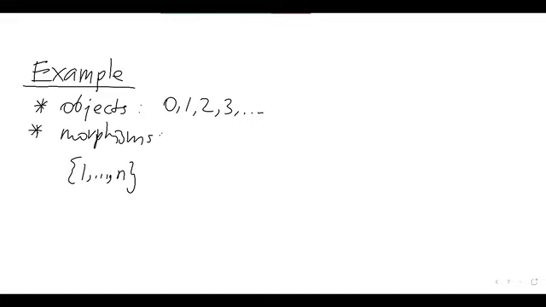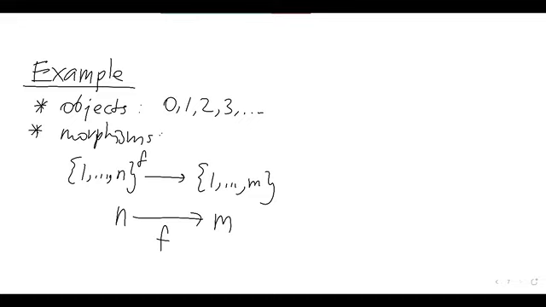So a morphism from n to m, f, will be a function from the set of n elements, specifically the set of numbers from 1 to n, to the set of numbers from 1 to m. So it maps sets to other sets, mapping elements in the set to elements. That's right, yeah.